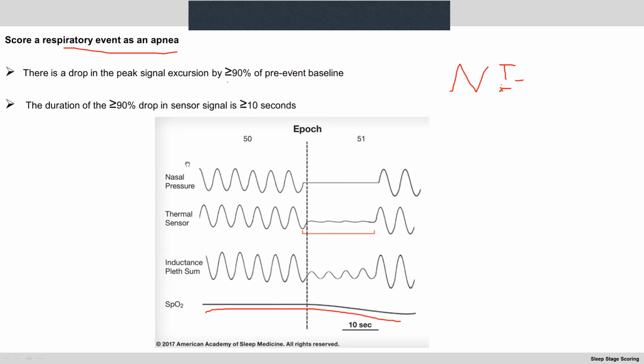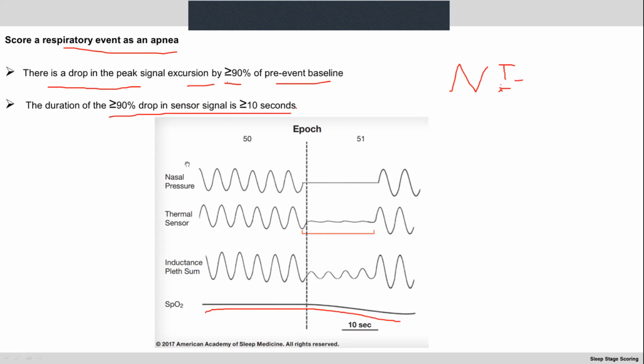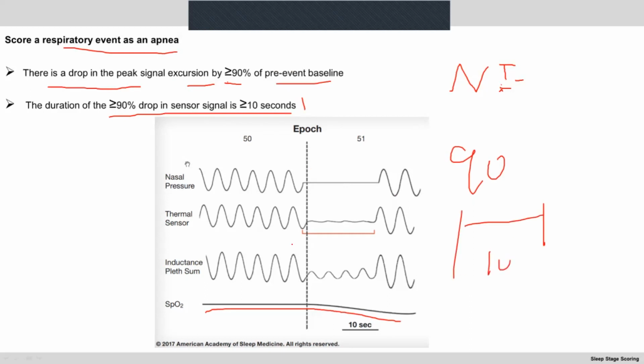There is a drop in the peak signal excursion by 90% from the pre-event baseline, and the duration of this 90% drop in sensor signal should be at least 10 seconds. If 10 seconds is there, then we have to mark it as apnea. You have to see this nadir point here, and start from here.